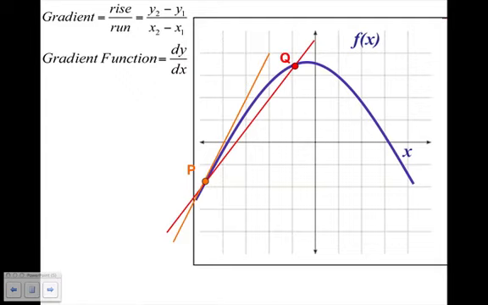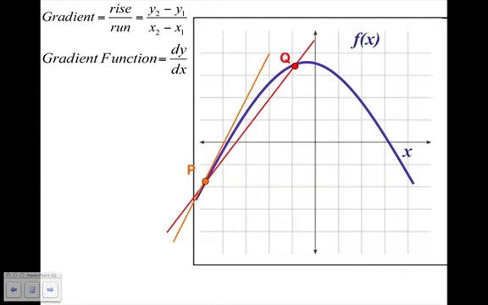I'm going to define something therefore called the gradient function. So it's not the gradient as a single value now, but the gradient will have a different value at different points along the curve. We can see on my blue curve here, at the point P, the gradient looks relatively steep, but up here near Q, the gradient seems fairly flat. In other words, the steepness of the curve isn't very great.